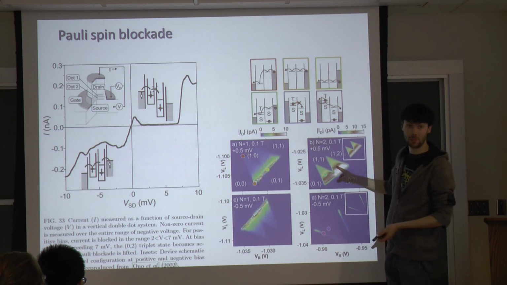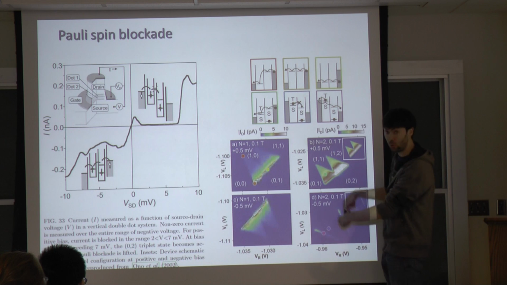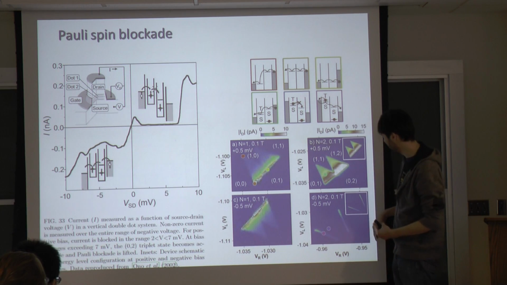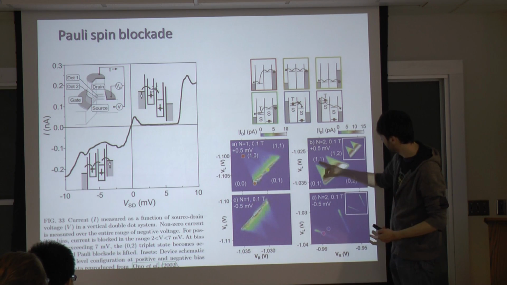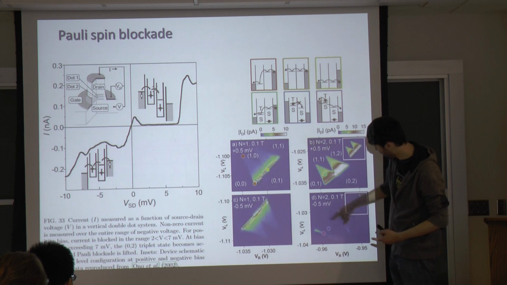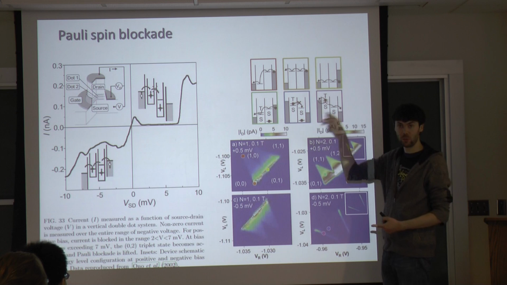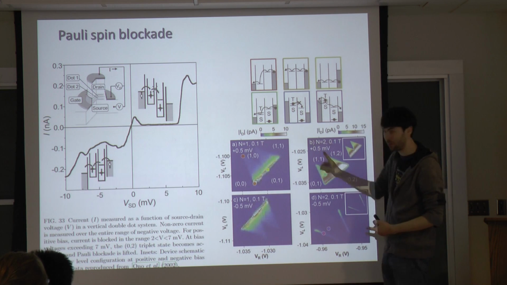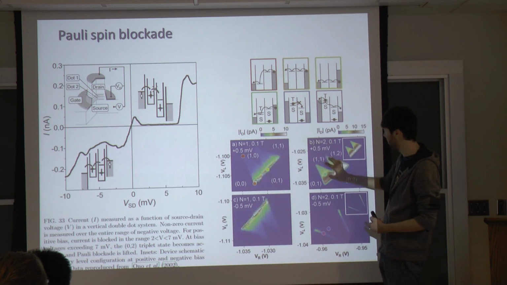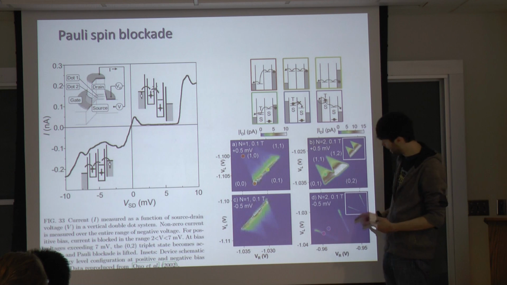This is the opposite bias. Remember, triangles point in the direction of current flow. So here, current flows from 1, 1 to 0, 2. And here, current flows from 0, 2 to 1, 1 in the opposite direction. And the triangles are pointing in the opposite direction. And there is plenty of current. And here, not much current.